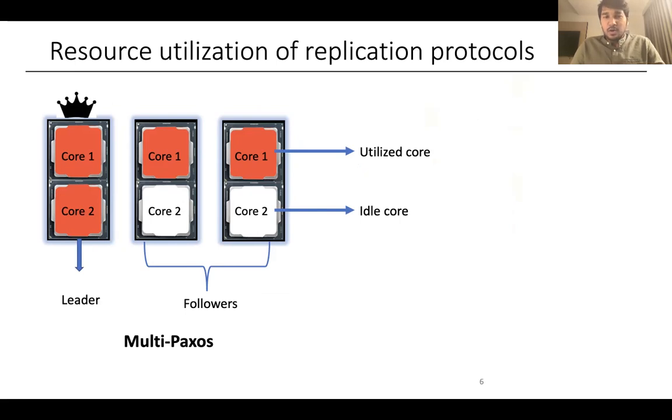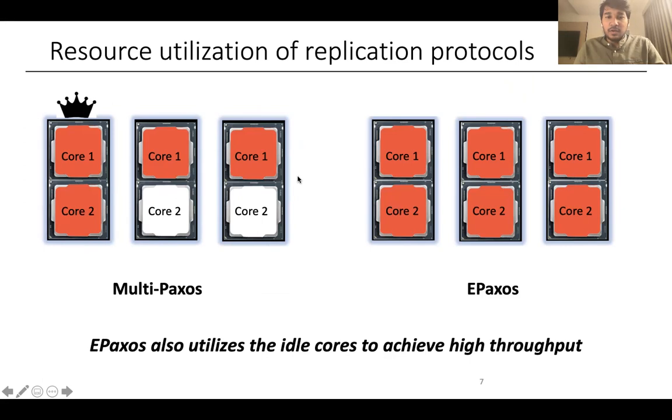Now, when we compare this to a complicated protocol like EPaxos, we see that it tries to remove the bottleneck by shifting the load. And in doing so, it actually ends up utilizing all the cores and hence achieves high throughput, which is great for EPaxos. This optimization helps in achieving very high throughput. That's great. So let us now look into this throughput increase and resource utilization.